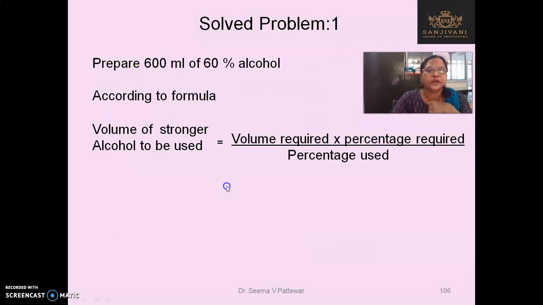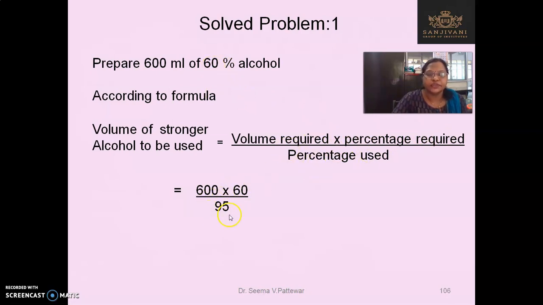So this: prepare 600 ml of 60% alcohol. According to the formula, volume of stronger alcohol to be used is equal to volume required. What you require? 600 ml. So 600 in this place, multiplied by percentage required. You require 60%. So this is the 60%.